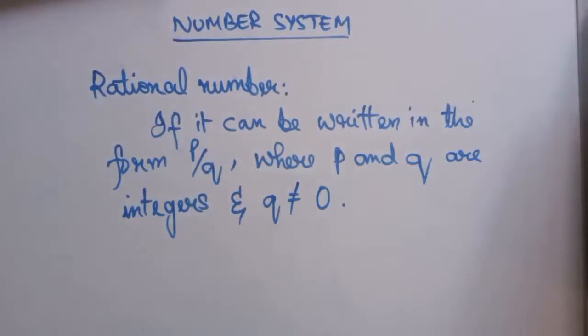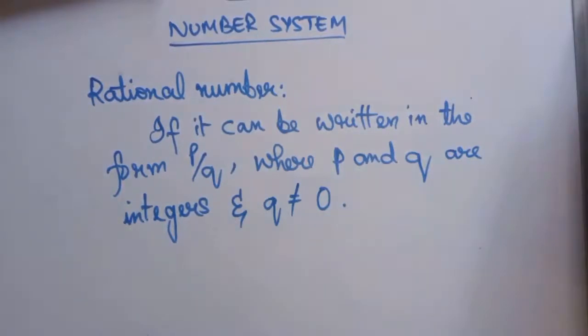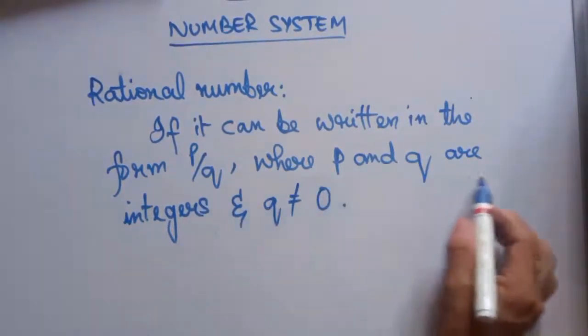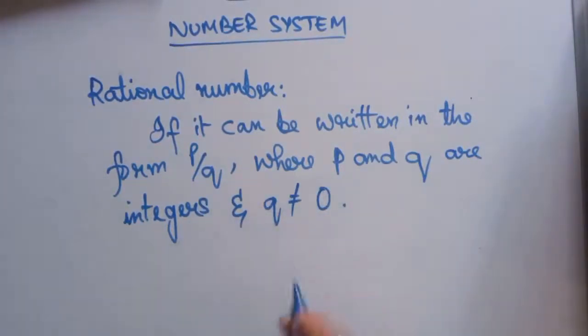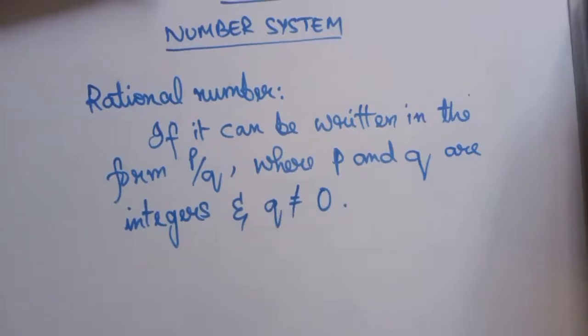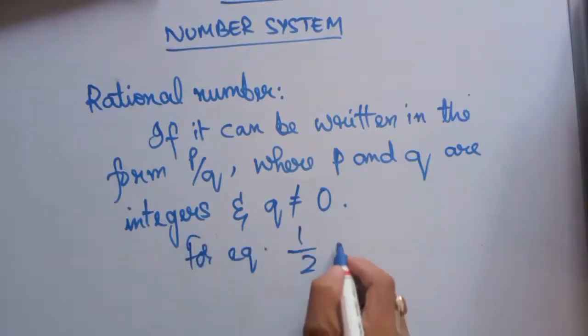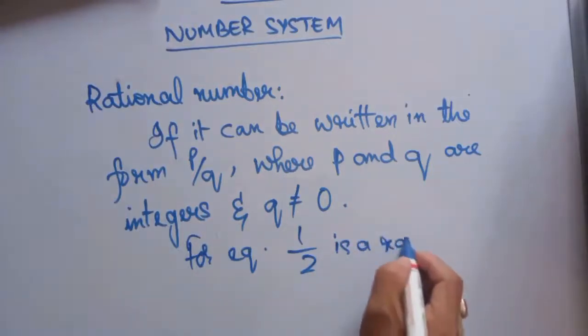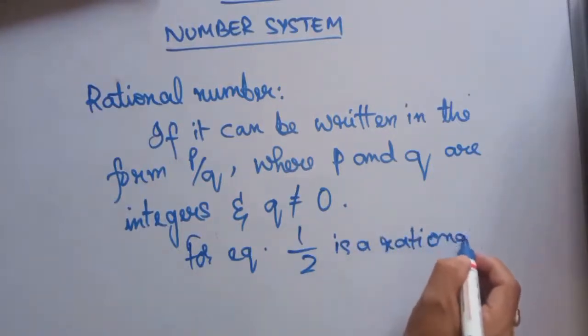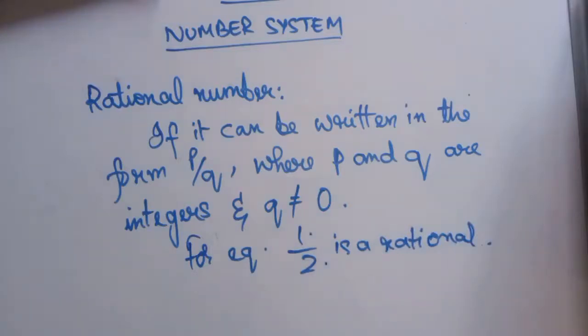Next is rational numbers. A number is called a rational number if it can be written in the form p by q, where p and q are integers and q is not equal to 0. For example, 1 by 2 is a rational number because here the number is in the form p by q and q, which is the denominator, is not equal to 0.